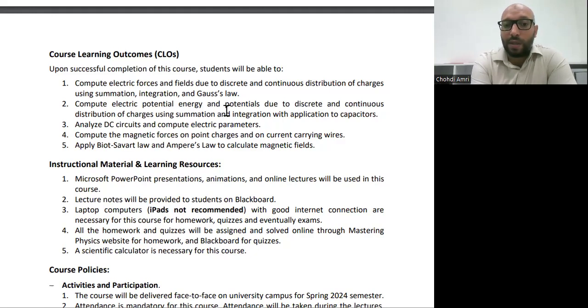The third CLO is to analyze DC circuits and compute the electric parameters. The fourth is to compute the magnetic force on point charges and on current carrying wires. The last CLO is applying Biot-Savart law and Ampere's law to calculate the magnetic field.